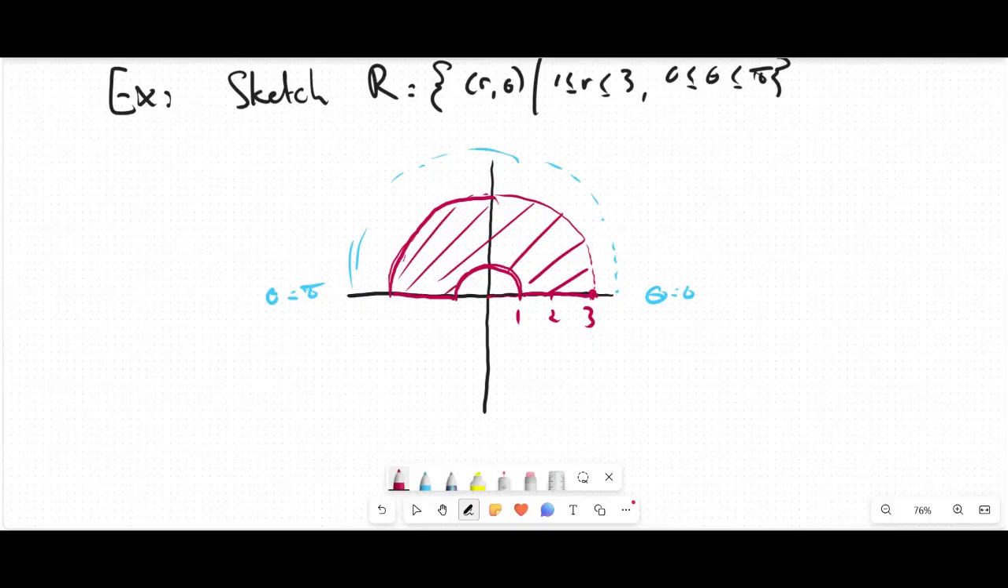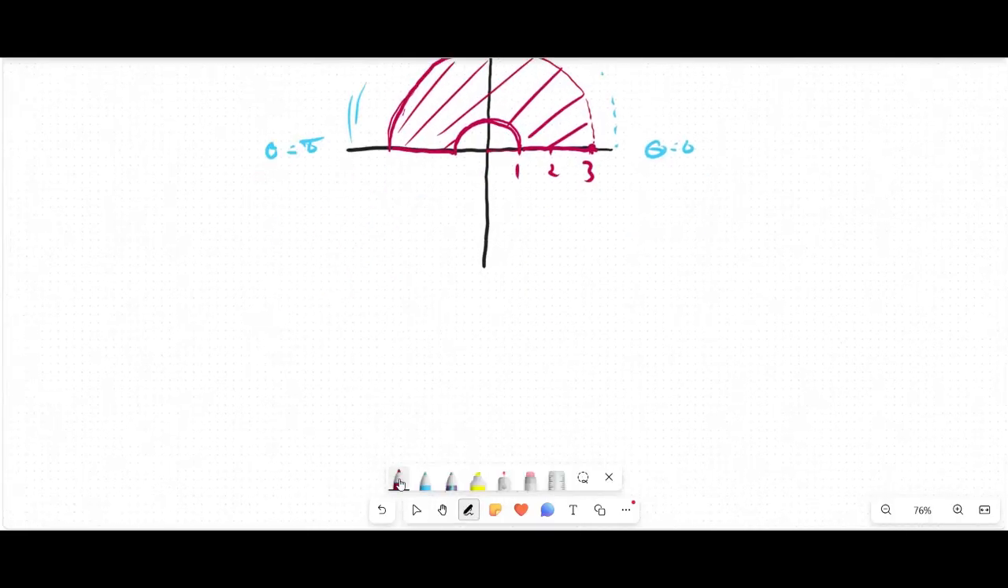Okay. Nice, easy, quick example. Let's do another one. Yeah, here we go.